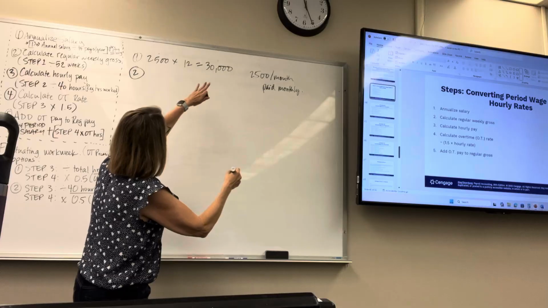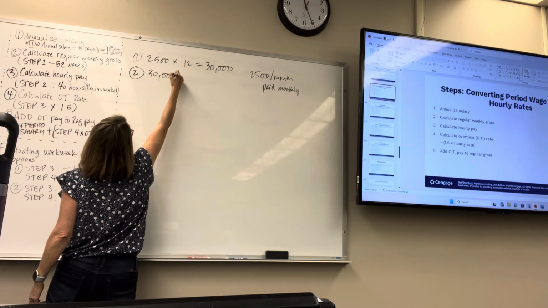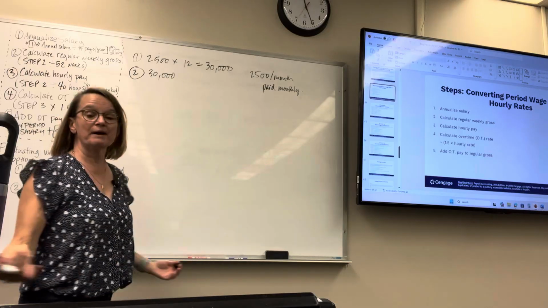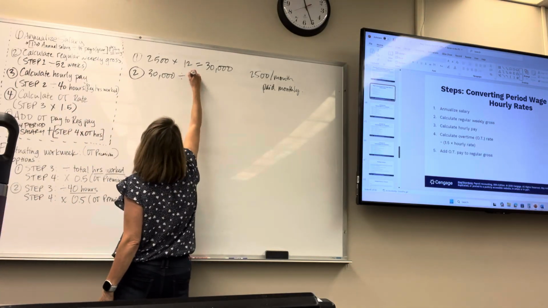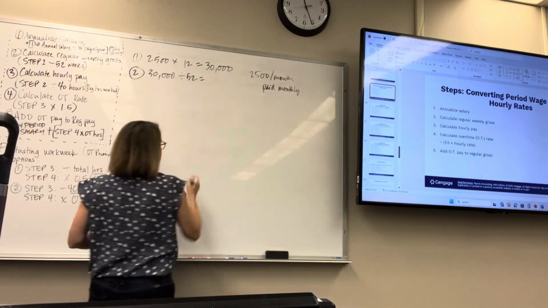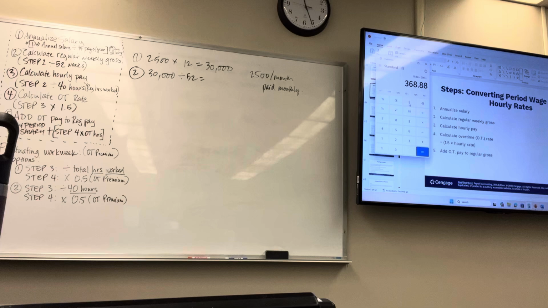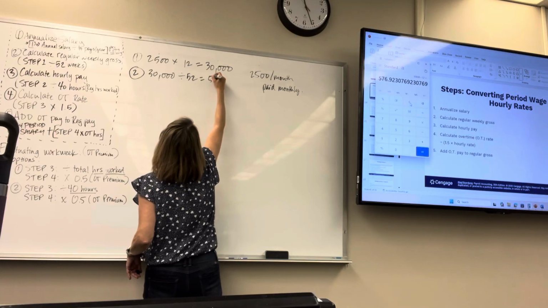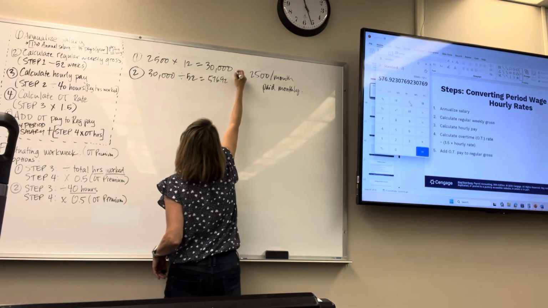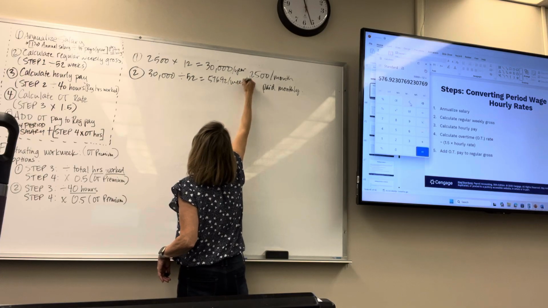Second step, we're going to take that result in step one, 30,000, and we're going to divide it by 52 weeks because we need to know how much they make on a weekly basis. So $576.92. So this is per year. This is per week.